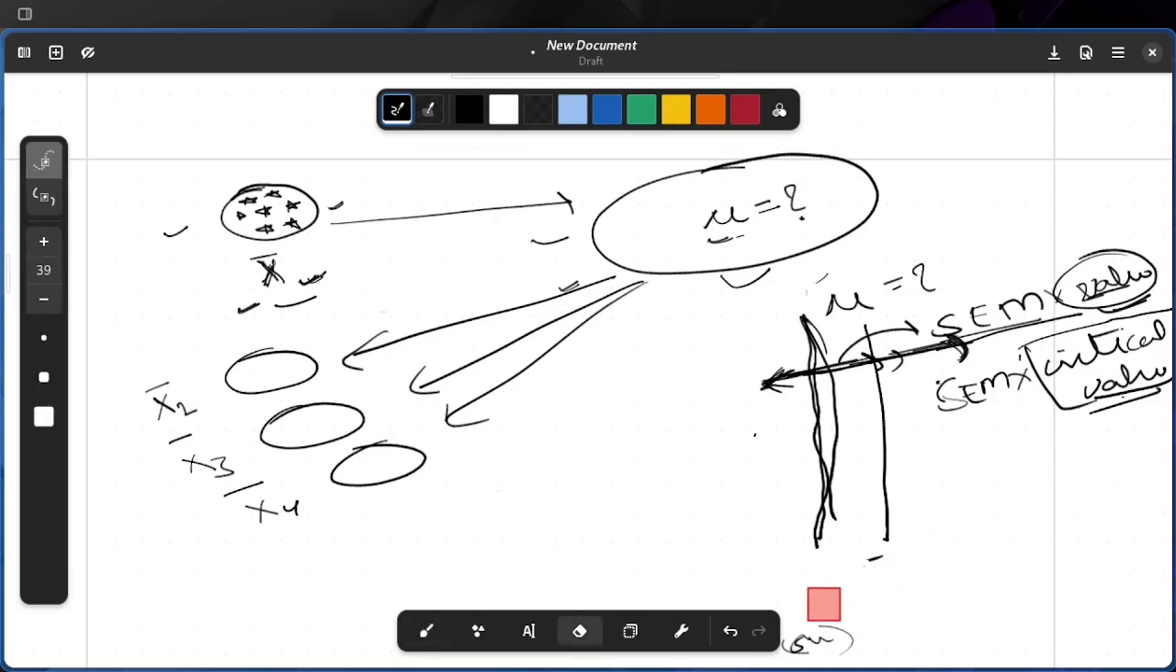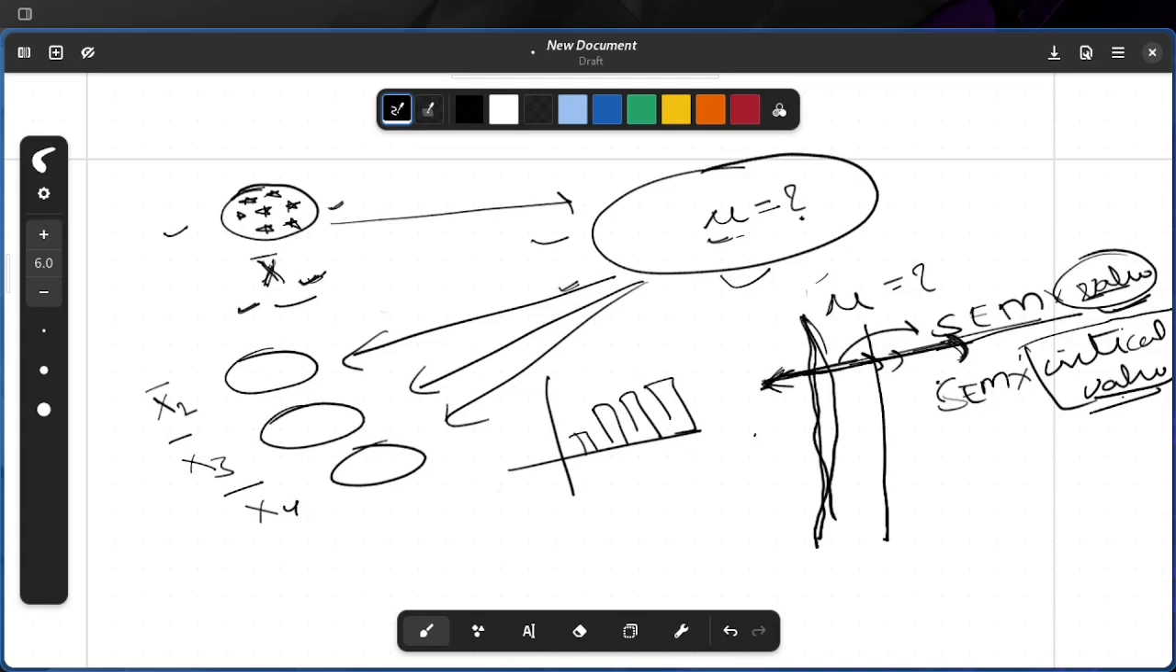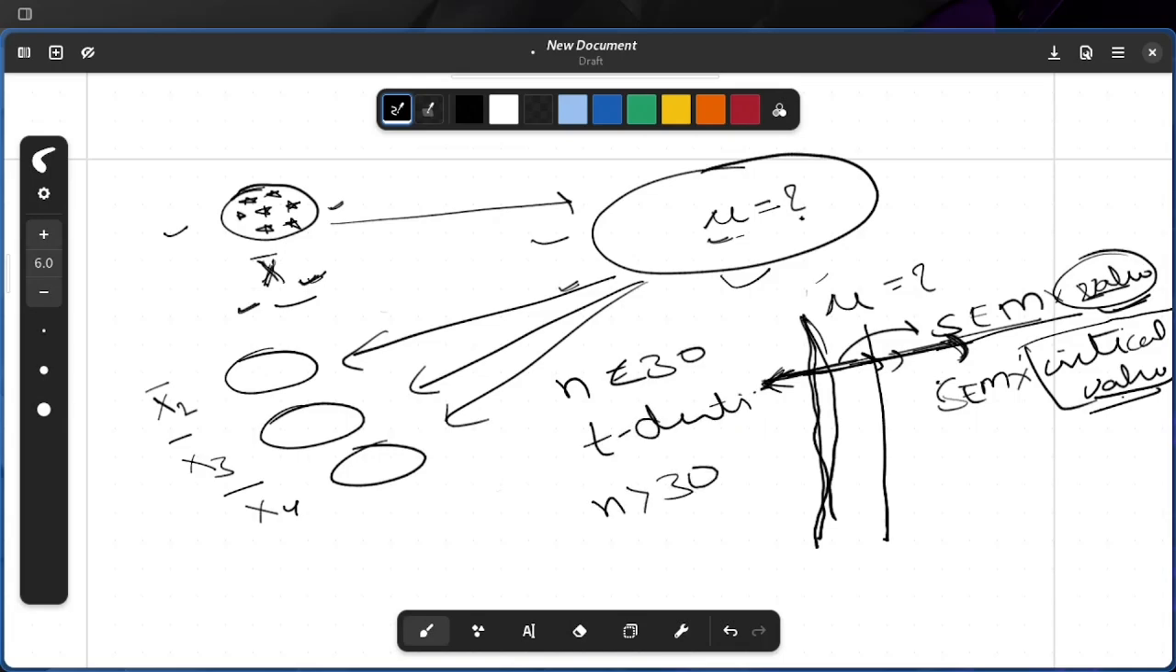Now, how do we calculate this critical value? This critical value is calculated from a theoretical distribution. A theoretical distribution is nothing but some mathematical tool we use, and we assume that certain data follow a certain kind of distribution. If our sample size is less than 30, we say it is a t distribution, and when the sample size is more than 30, we assume that it is a normal distribution, and we find the critical value from this normal distribution. So from the normal distribution or from the t distribution, we find the critical value.